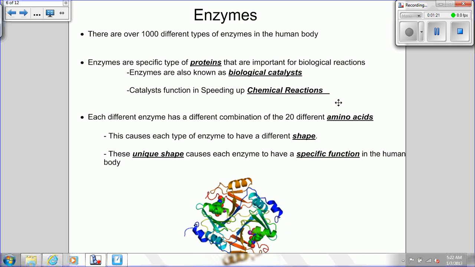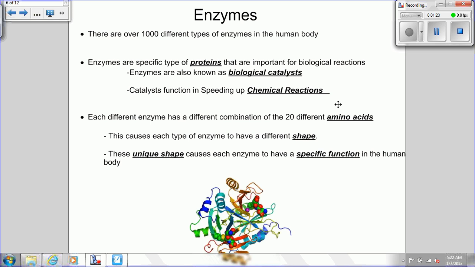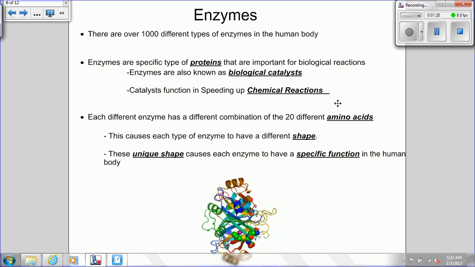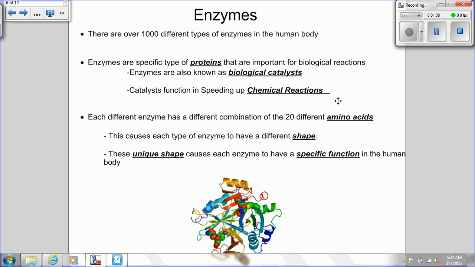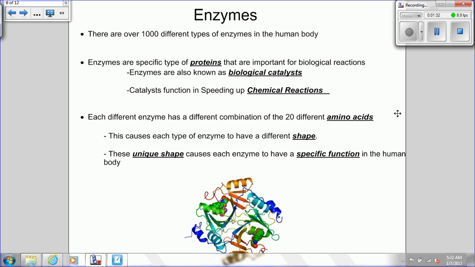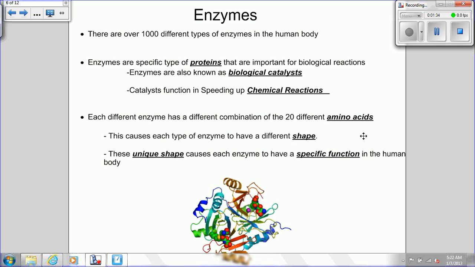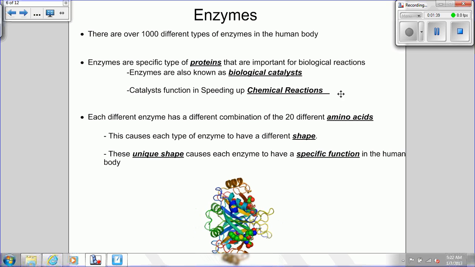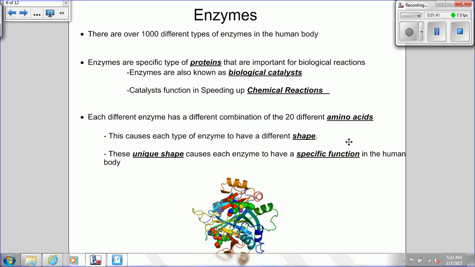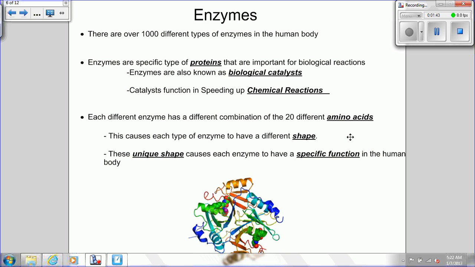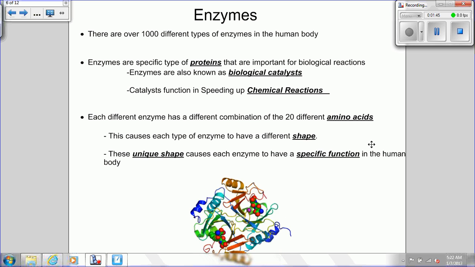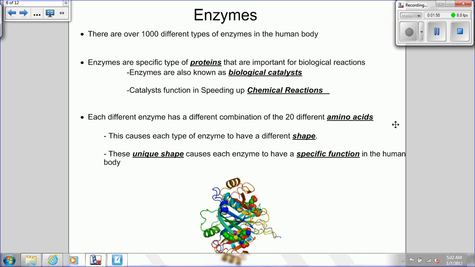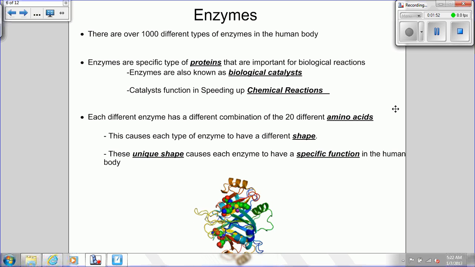Each enzyme is different because each enzyme, just like every other protein, has a different combination of 20 amino acids. The different combination of amino acids is going to cause them to fold differently, and when they fold differently, they have different shapes. These unique shapes also cause the enzyme to have a specific function in the human body that is different from any other protein or enzyme in the body. So enzymes are very specific, and the specificity is an important aspect of their function.